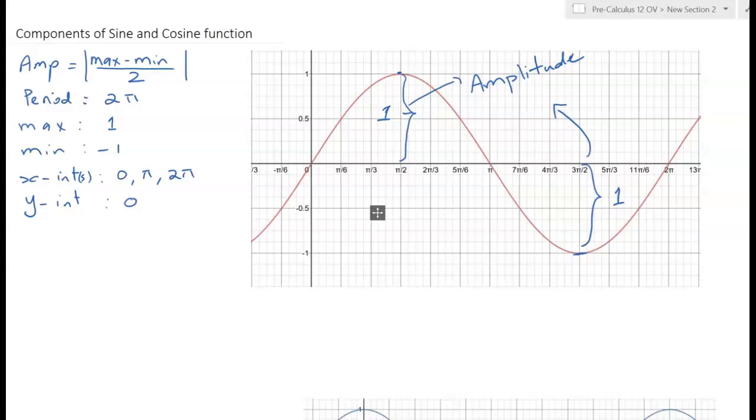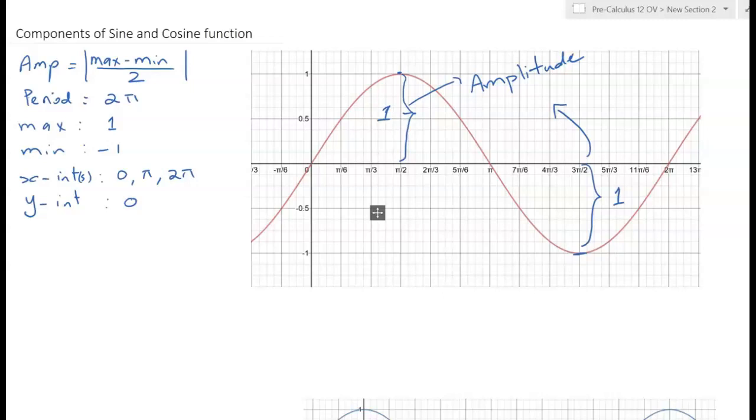The amplitude is basically the distance from the maximum or the minimum to the midline. Okay, so in this case our midline is the x-axis, so the distance between that and the maximum is 1, and the distance from the minimum to the midline is 1, so we call that an amplitude.